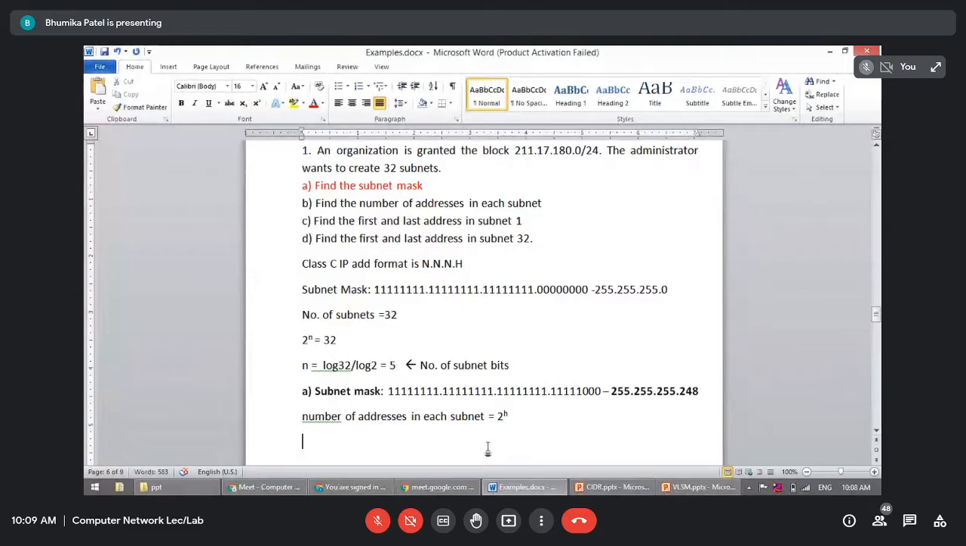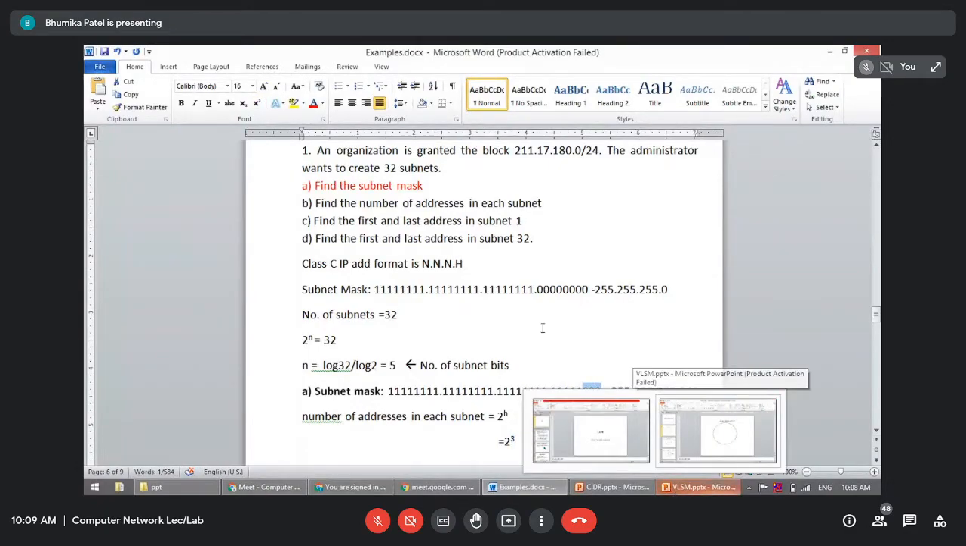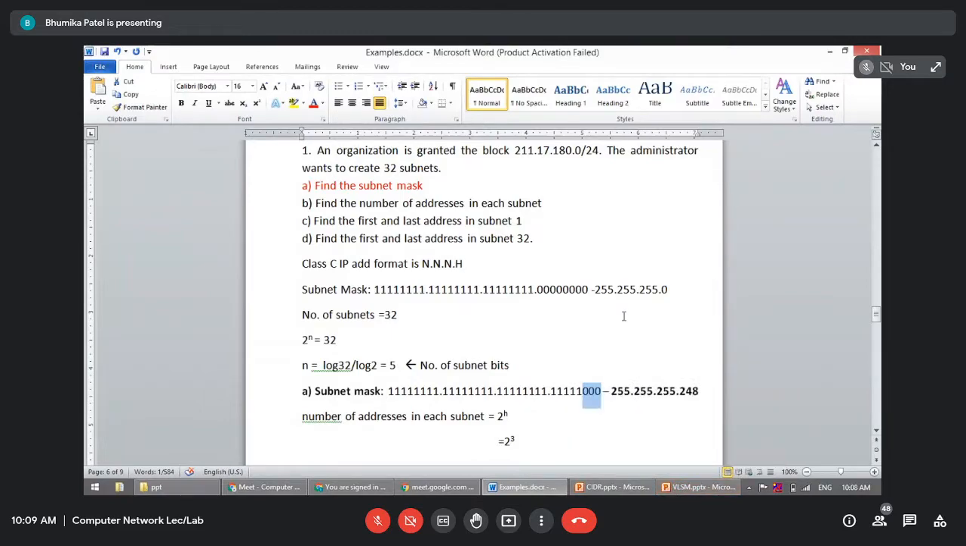So here it will be 2 raised to 3. Does everyone understand why it is 2 raised to 3? Because the number of zeros in the subnet mask is 3. Getting it? Okay, so this is the number of hosts per subnet. So 2 raised to 3 will be 8. So in each subnet we have 8 IP addresses.